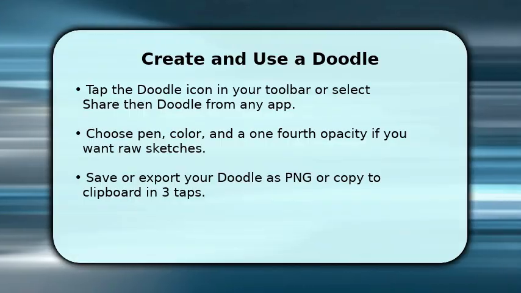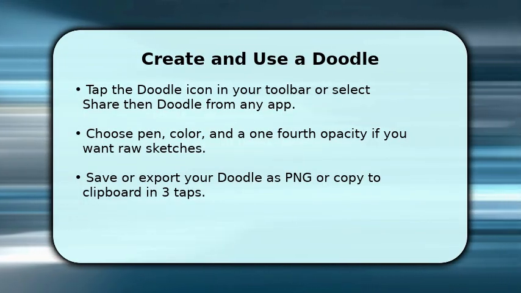Use the built-in canvas controls to zoom, pan, and undo up to 50 actions. Choose pen color and a 1/4 opacity if you want raw sketches. Use the Layers button to add or hide up to 5 layers while drawing.